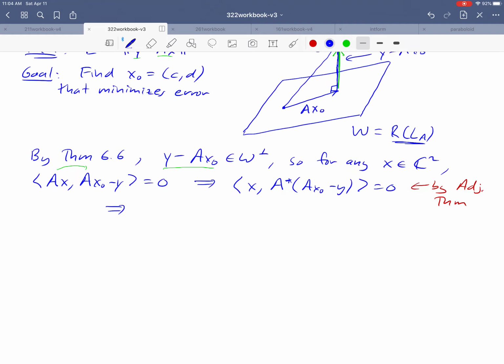Okay, and then we notice that we have an interesting equality here. We've got an inner product that equals 0, and the thing I'd call your attention to is that x is arbitrary. This inner product says that the inner product of that arbitrary x with this vector equals 0. There's a homework problem that you're going to do, or maybe already have done, that said if that happens, the only possibility is that this vector has to be the 0 vector. So we can say that A star times (Ax naught minus y) has to be the 0 vector.